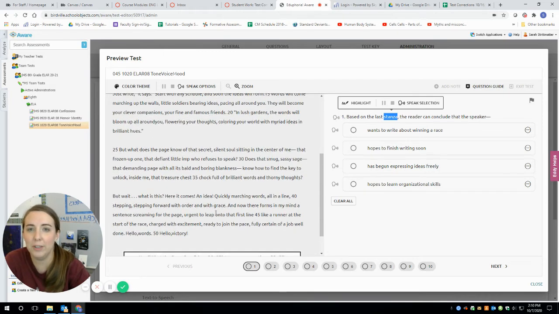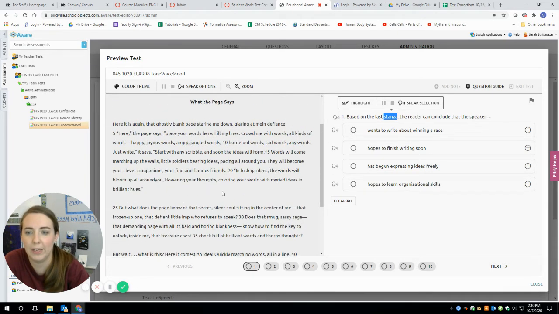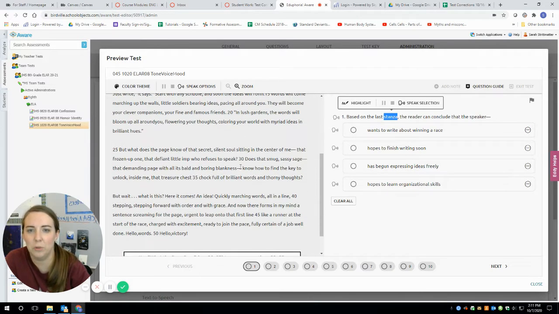That would be really confusing if you hadn't had a chance to start from the beginning and read this short passage. This is basically like a teacher had given the student an assignment, I'm guessing, that they had to write 50 words on a page. At first they're kind of frustrated because no words are coming. They're literally writing about the fact that there's no words coming out. And then all of a sudden these words start pouring forth. So based on the last stanza, the reader can conclude that C, the writer has begun expressing ideas freely. A lot of you guys picked B and said that the writer hopes to finish writing soon.